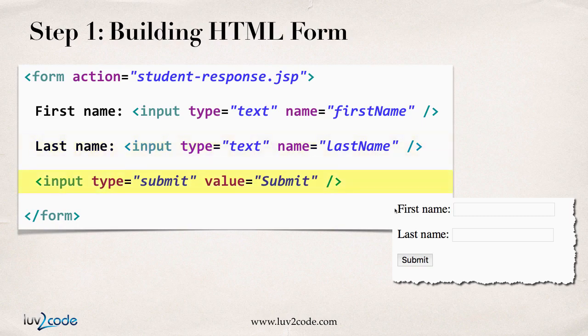And then finally, for our submit button, we set up an input type. So we say input type equals submit, and then we give the value of Submit. So the value portion here is really just the label that you'll see on the submit button. But once they hit the submit button, then that data will actually be sent over to the appropriate JSP page for processing.